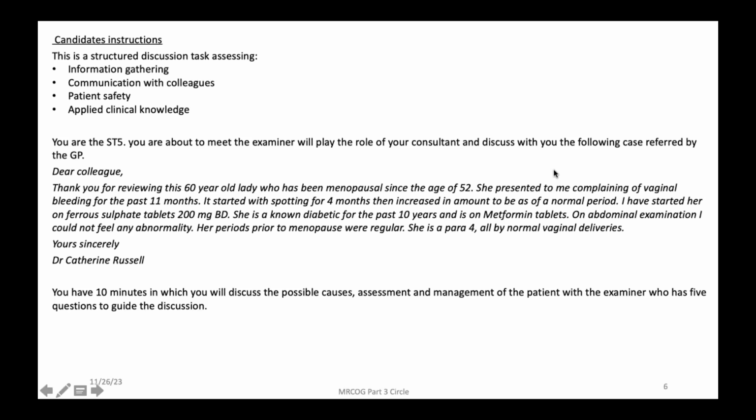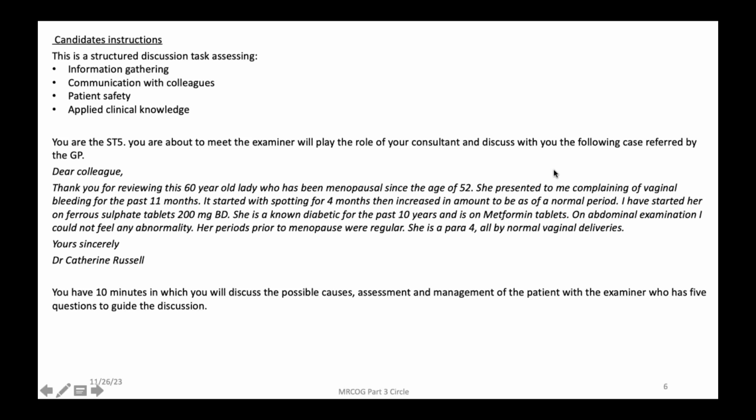Structured discussion task, assessing information gathering, communication with colleagues, patient safety, and applied clinical knowledge. I've omitted communication with the patients because it's not required. I don't want that to be assessed here. Now, you are the ST5 and you're about to meet the examiner who will play the role of your consultant and discuss with you the following case referred by the GP.